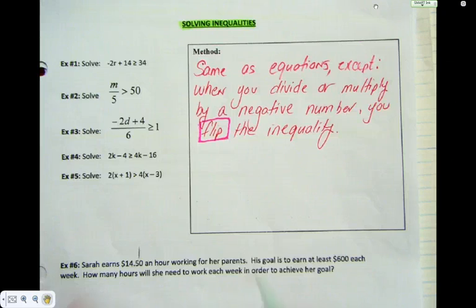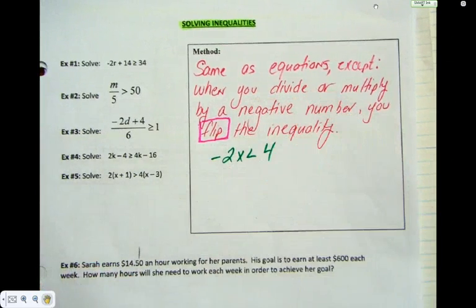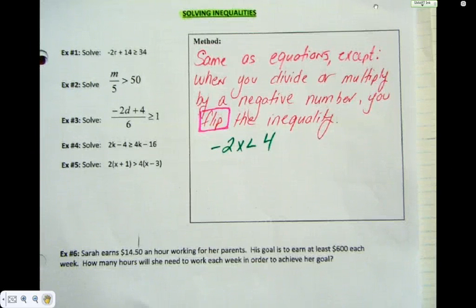So let's look at a really basic example. Let's say I had negative 2x less than 4. Pretty much you can just pretend there's an equal sign. You're going to go through all those steps that are on your foldable. You're going to check for fractions, check for brackets, check for like terms. X is on one side, numbers on the other. Bam, you get down to this step.